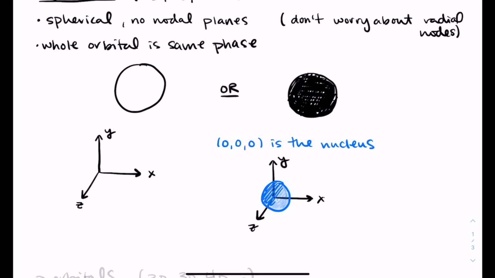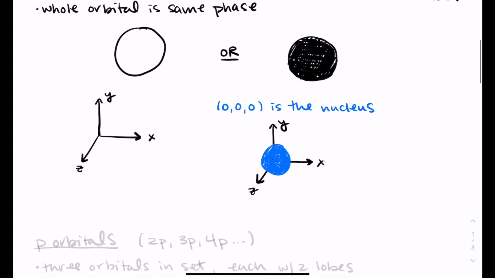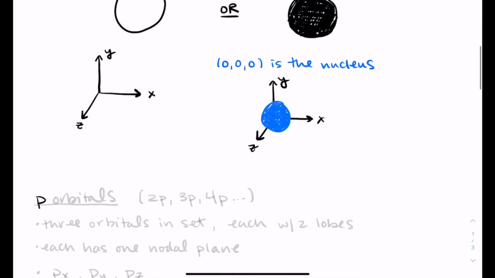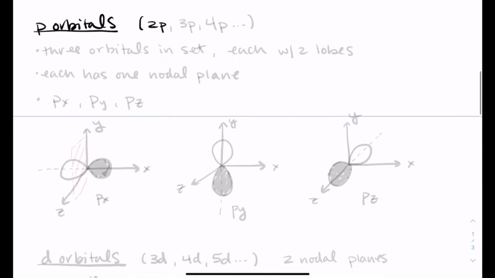A p orbital. And I've got a reminder here: 2p is the lowest energy p orbital that we will see, because at n equals 1, you can only have L equals 0. So L equals 1 doesn't start until you get to n equals 2. The p orbitals, there are 3 in the set because my m sub L values were -1, 0, and +1. Each orbital has 2 lobes. Each orbital has 1 nodal plane.